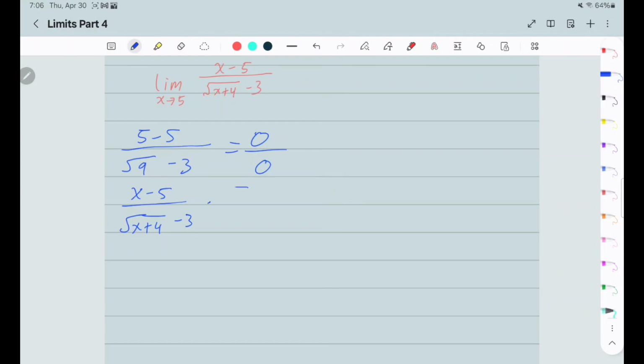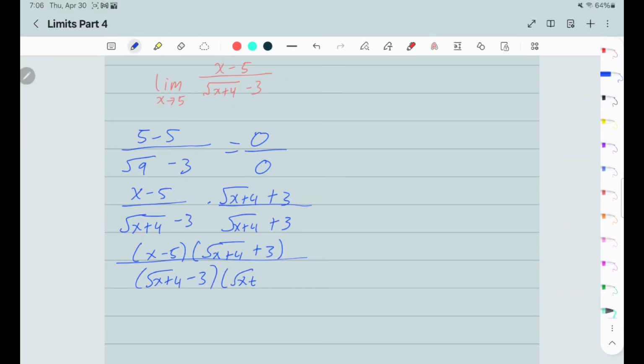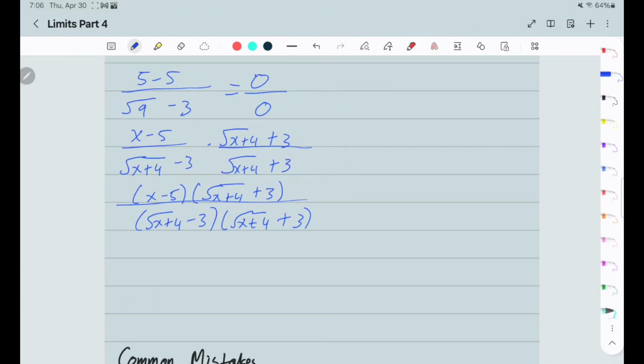So it's going to be root x plus 4, and then it's going to be plus 3 over root x plus 4 plus 3. And then I would just multiply them. It's going to be x minus 5 times root x plus 4 plus 3 on the top, and on the bottom I get root x plus 4 minus 3 multiplied by root x plus 4 plus 3. Now if we look at the bottom, it becomes the identity, which we learned before.